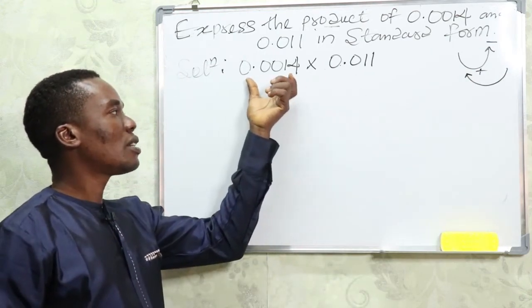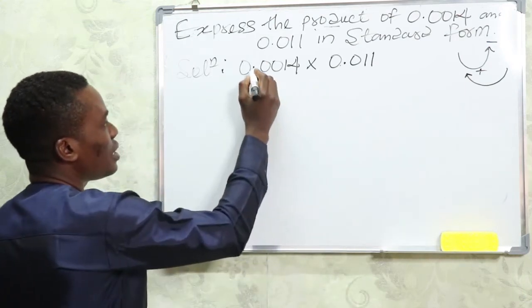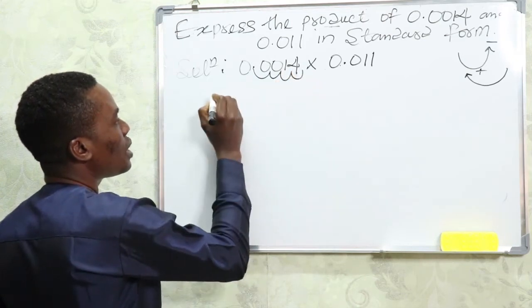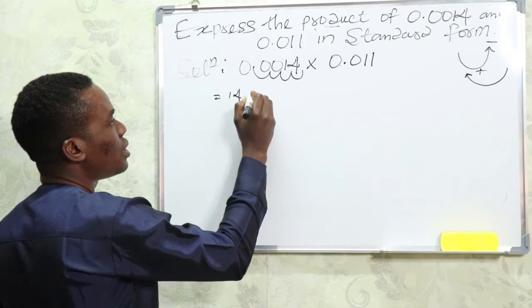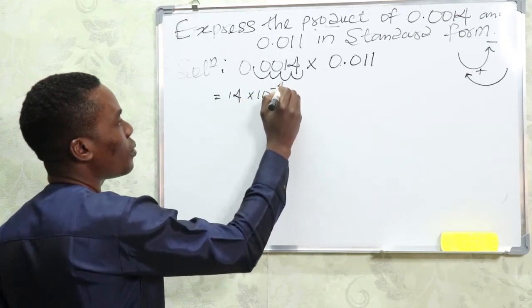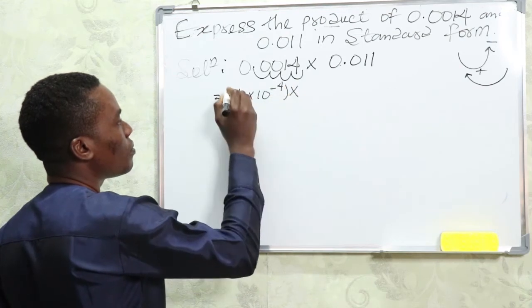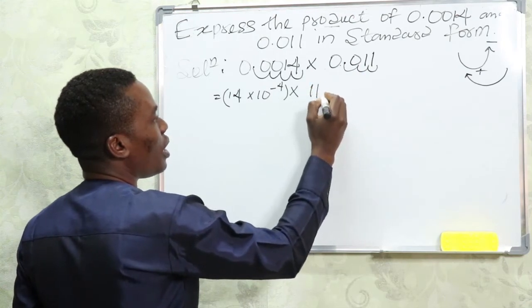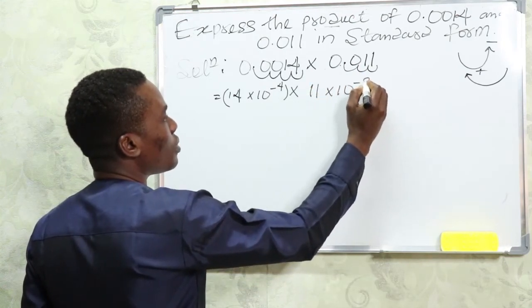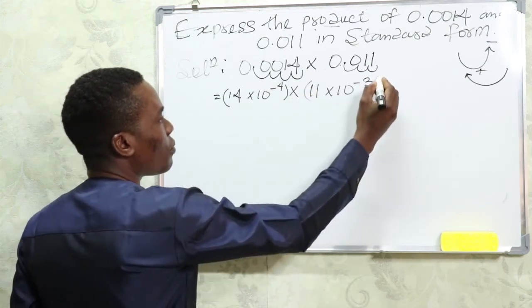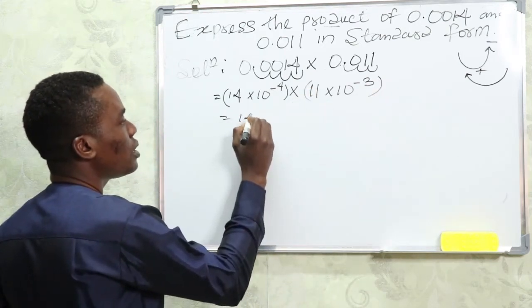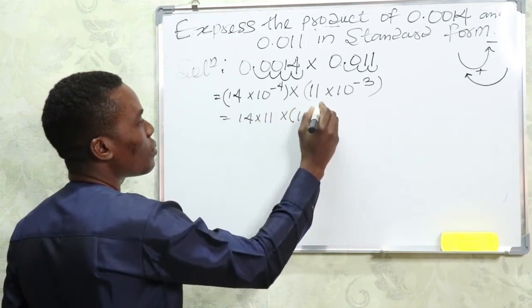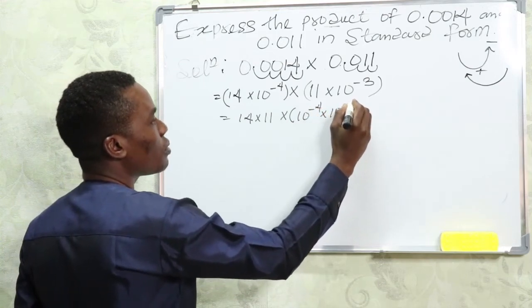So let's go. We'll be counting from our left hand side to our right hand side. If we count, this will give us 1, 2, 3, and 4. So that will give us 14 times 10 raised to power minus 4 multiplied by 1, 2, and 3. That will give us 11 times 10 raised to power minus 3. If we simplify this further, we are going to get 14 times 11 multiplied by 10 raised to power minus 4 times 10 raised to power minus 3.